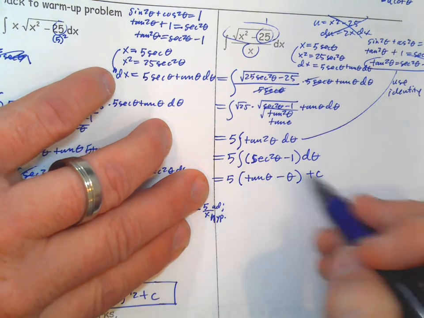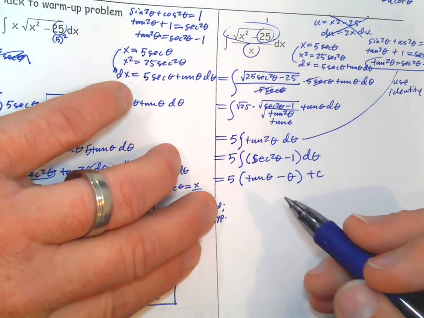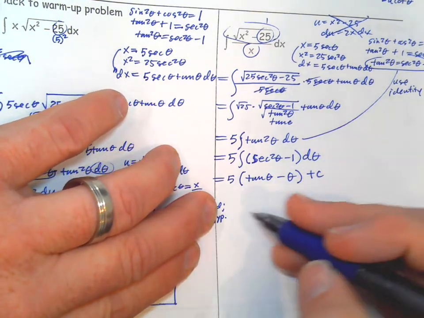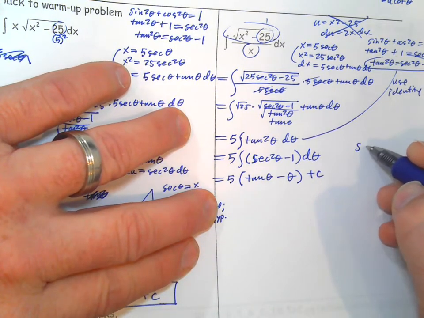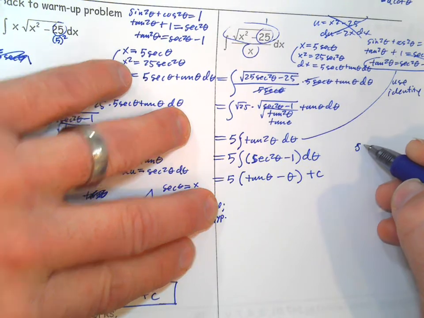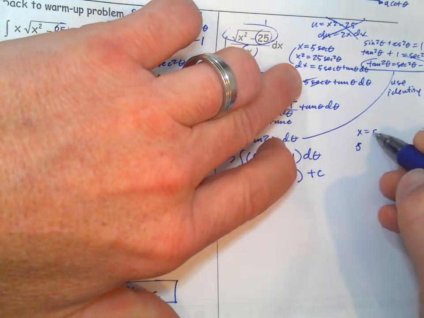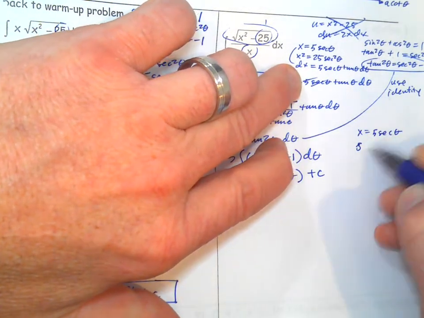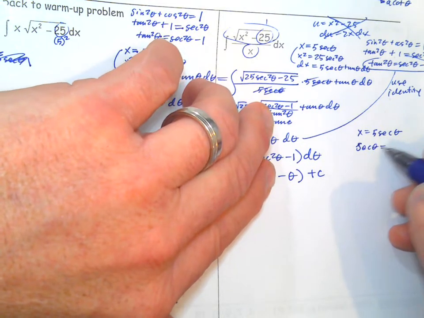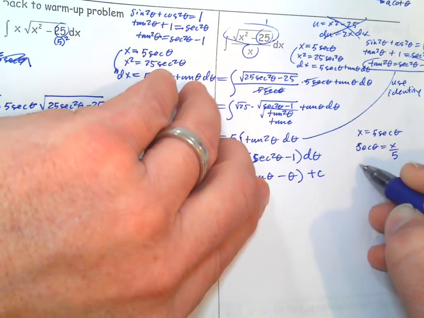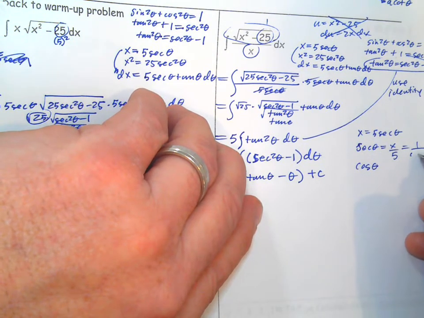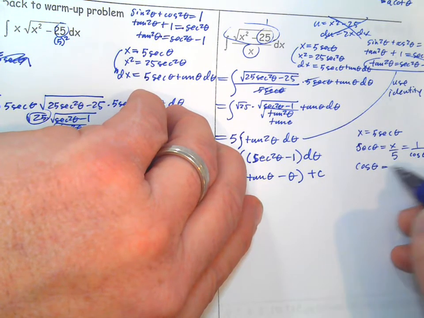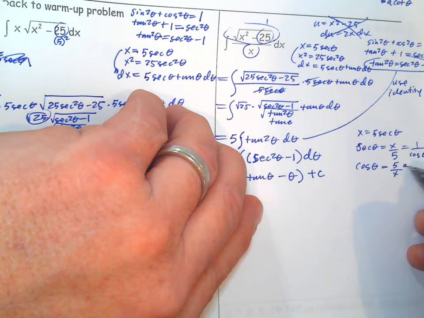Okay, so we got our answer in terms of theta. Now for the next tricky part, getting it back into x. This is where I usually go back to what we originally defined for x. x equals 5 secant theta, and then I can rewrite secant theta equals x over 5. To make it easier to think about, I'm going to flip it, because this is the same thing as 1 over cosine, right? So cosine equals 5 over x, and cosine is adjacent over hypotenuse.